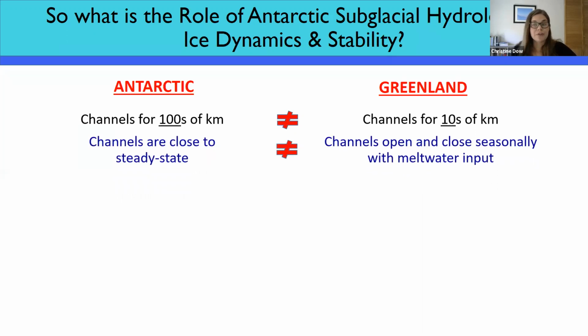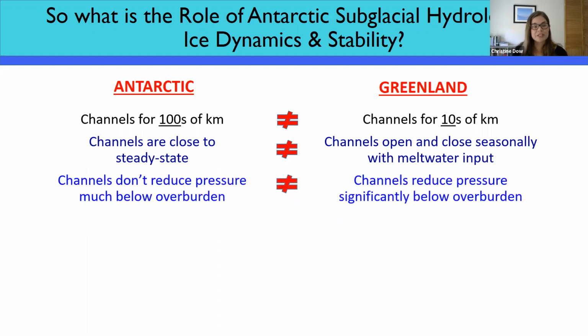The reason for this difference is primarily because in the Antarctic, the channels are close to steady state. They're not changing very much over time, and so they can persist very close to overburden pressure and therefore not fluctuate in size particularly drastically. However, in Greenland, of course, with your superglacial meltwater input, your channels are growing and shrinking in size over the melt season, and so that limits the longevity of these channels and how far they can persist up glacier.